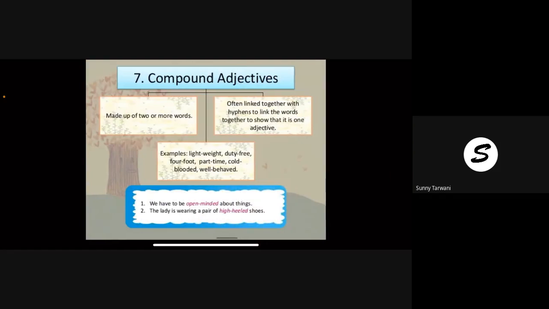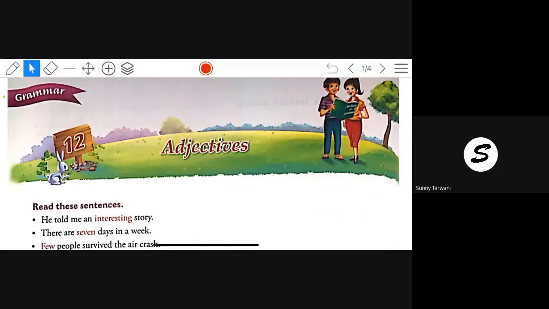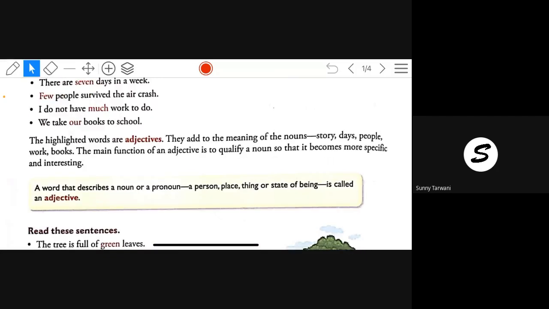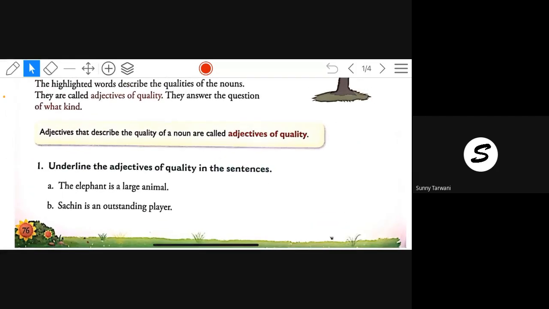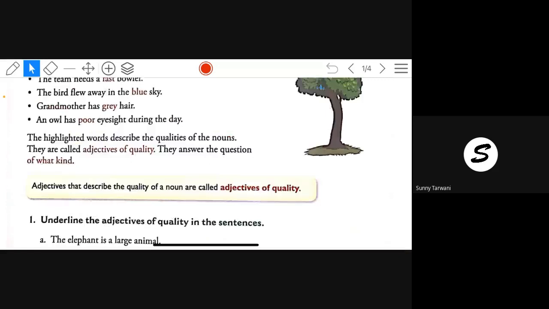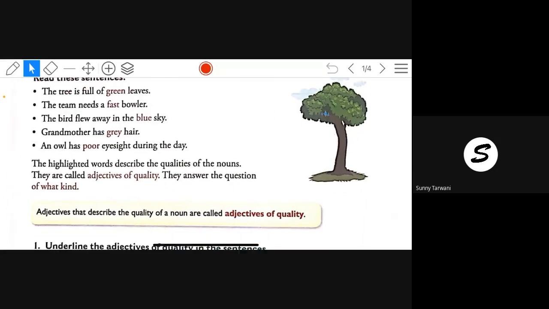Now wait, I think first we'll see the textbook. See now, lesson 12, adjectives, which I already explained, the types of adjectives. We'll just solve the first exercise so that today's day does not go without solving an exercise. This is just underlining the adjectives of quality, right? You know what adjectives of quality are. See, the sentences are given over here.